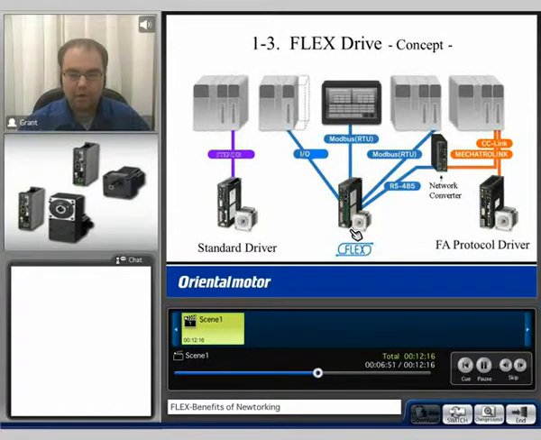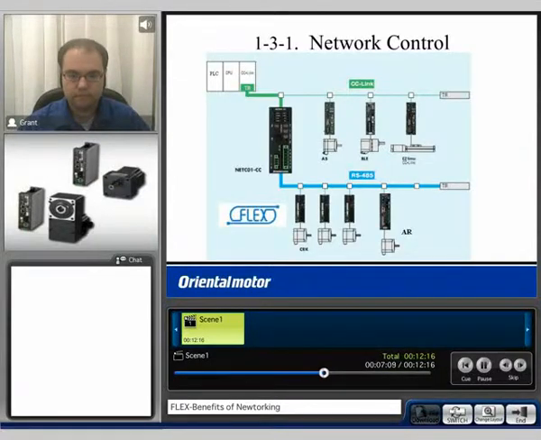And finally, we can implement other proprietary protocols such as CC-Link or Mechatrol-Link utilizing a network converter to convert over to an RS-485 signal to directly communicate with our flex drive. When using a network converter, such as a CC-Link converter, we can use multiple flex drives on the same multi-drop system. This gives the user an advantage of flexibility.